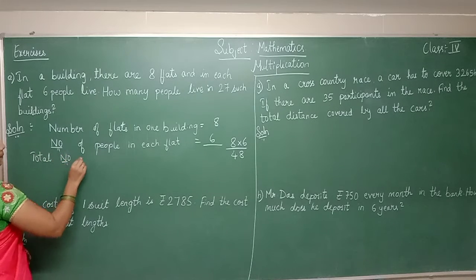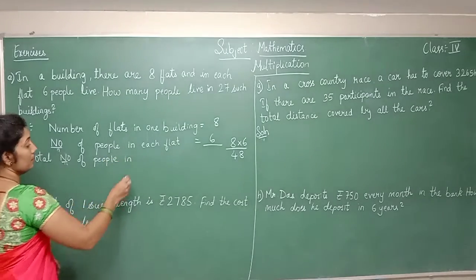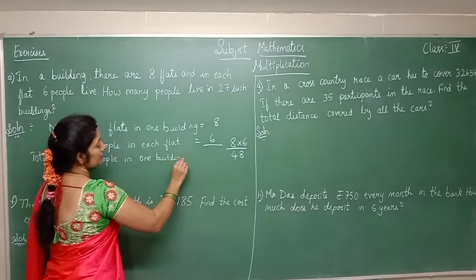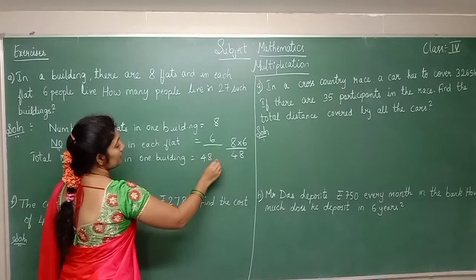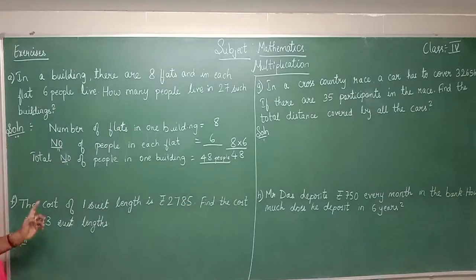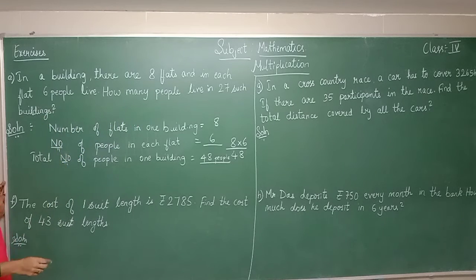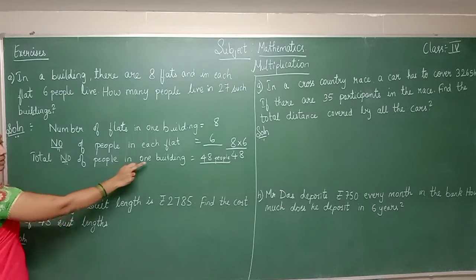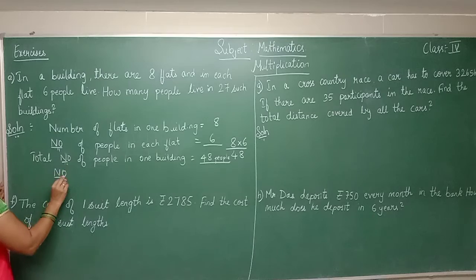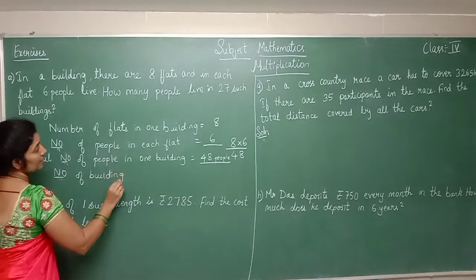So total number of people in one building we found out. How much? In one building how many people are there? There are 48. Okay, 48 people are there. We close here. Now we find out how many people live in 27 such buildings. So what is the number of people in one building? It is 48. Next, number of buildings.